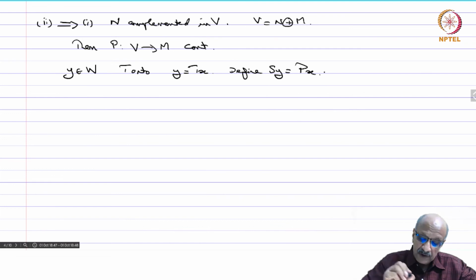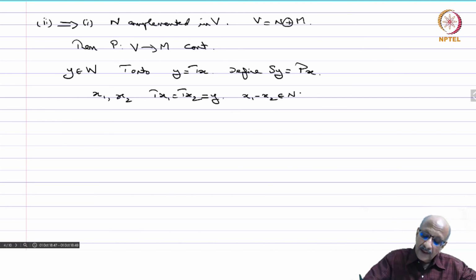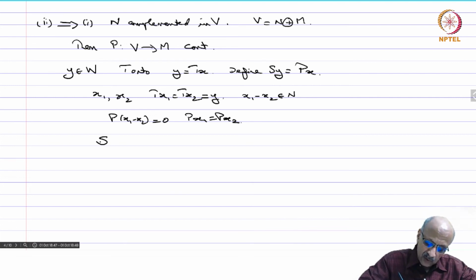Okay, so we have made a definition. Now this definition depends on the pre-image of Y, namely X, and there can be many because it's a surjective map. So if we have X1 and X2 such that Tx1 equals Tx2 equals Y, then X1 minus X2 belongs to N. So P is the projection to the complement, so P of X1 minus X2 equals 0, therefore P of X1 equals P of X2, and therefore whatever may be the pre-image, the Px is always the same, and therefore this means that S is well defined.